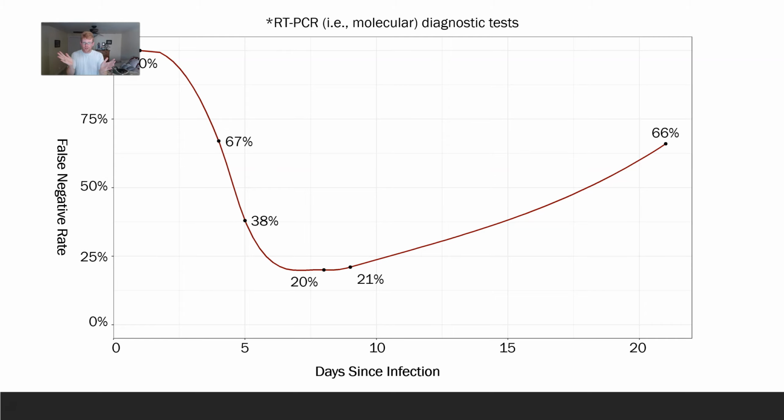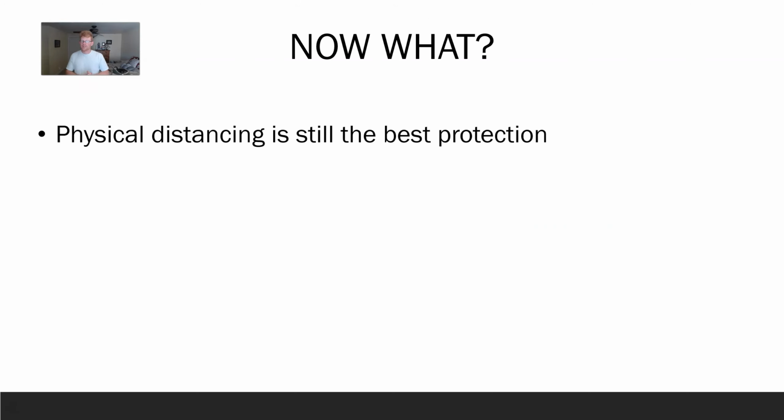And so we took all this in, and now let's think about some of the implications. What do we do with this? So the first one is that physical distancing is still the best protection, because even if you have a negative test result, you might be spreading it to somebody else. And so if you go to the doctor and get a negative test result, you should still be taking the precautions that everybody's telling you to do, like wear a mask, only go outside when it's essential, stay 6 feet apart from each other, things like that.